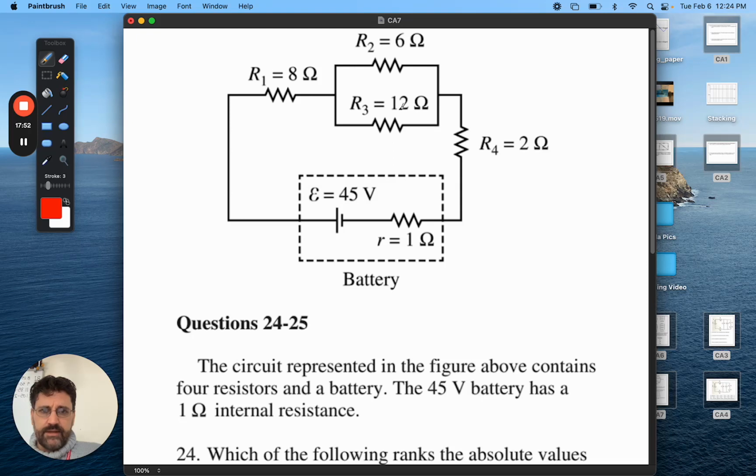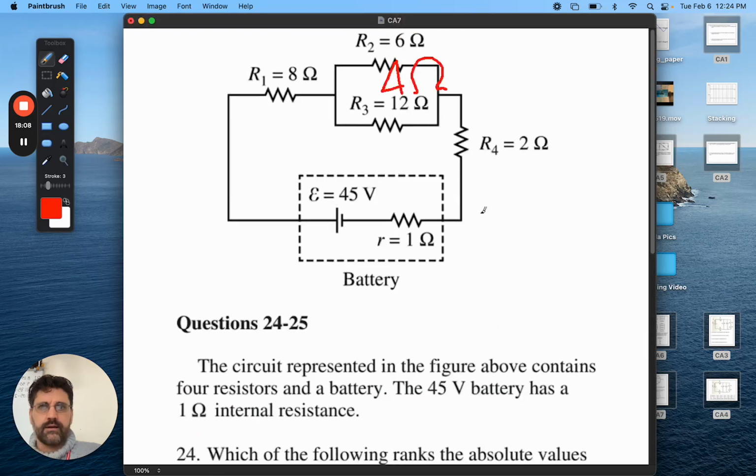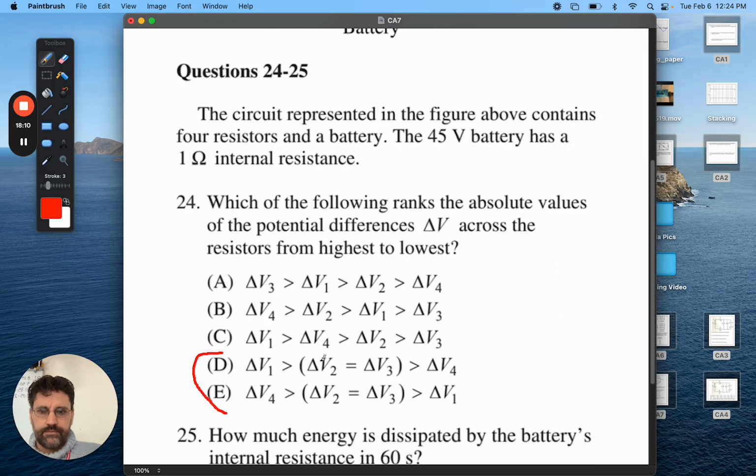If you go ahead and find the combined resistance of a 12 ohm and a 6 ohm, it's 4 ohms. So that means the biggest voltage drop is going to be the 8 ohm resistor, followed by the 4 ohm resistor, followed by the 2 ohm resistor. So the answer should be, let's see, V1 should be the biggest. So the answer is D.